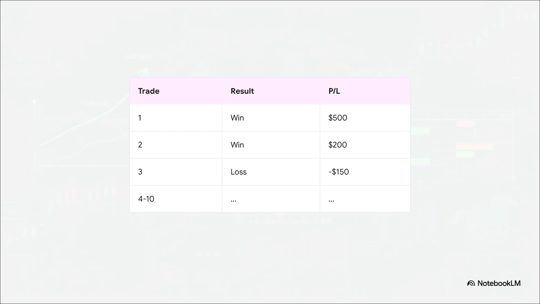Exactly right. To use the Kelly formula, you need your own historical data. You absolutely cannot guess these inputs. Now, to do this perfectly, you really need to rely on the law of large numbers. Ideally, you want to pull a log of your last 50 to 60 trades from your broker.